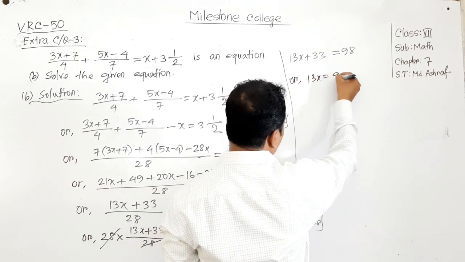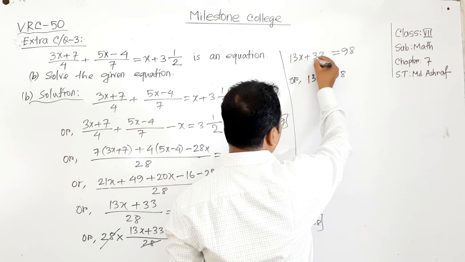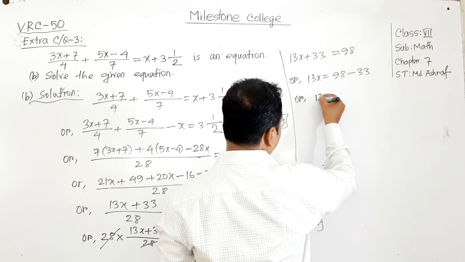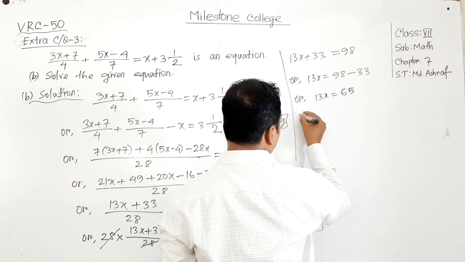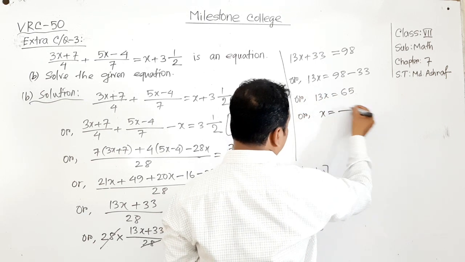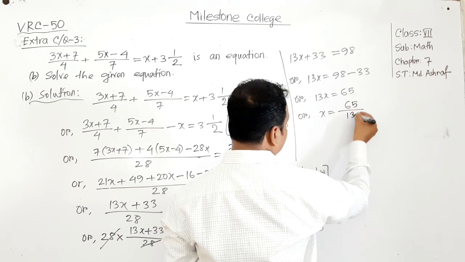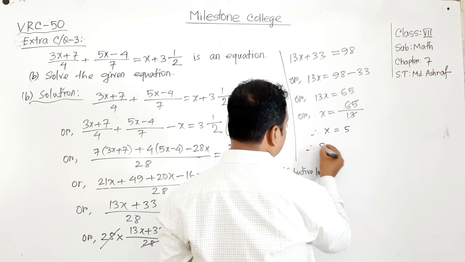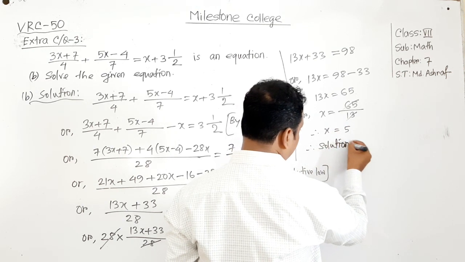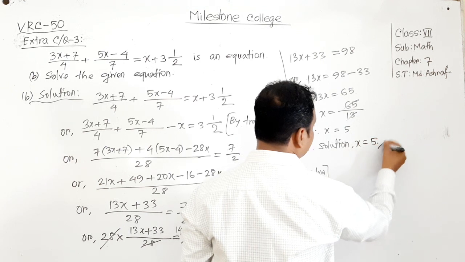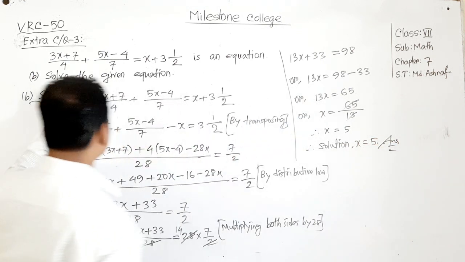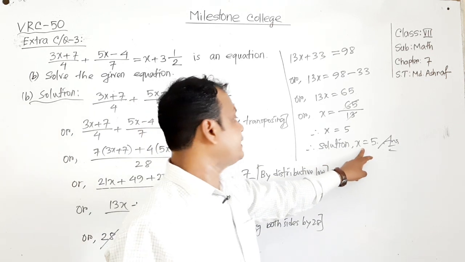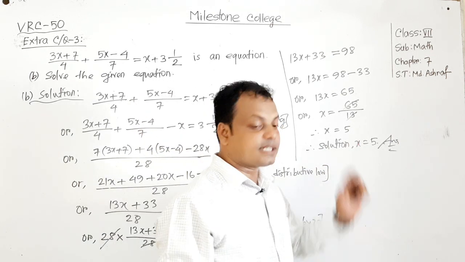13x equals 98 plus 33, will change its side, then it will be minus 33, or 13x equals 65, or x equals 65 divided by 13. Divide this one, we will get x equals 5. Therefore, solution: x equals 5. This is the solution of the given equation, and the value of the variable is x equals 5.